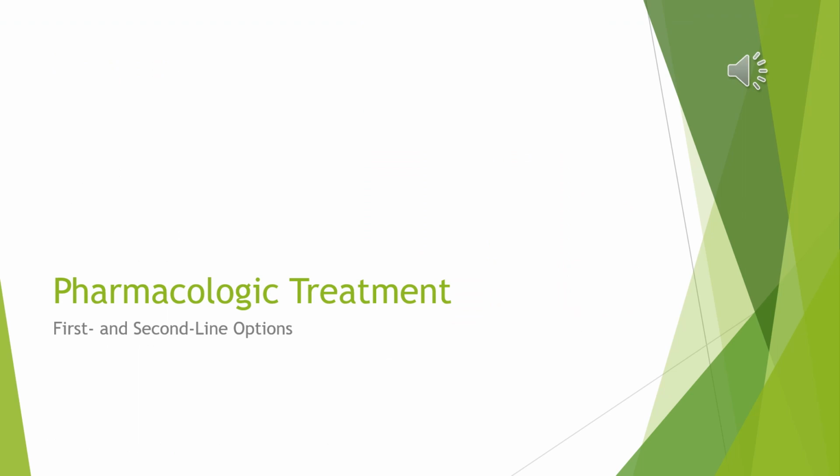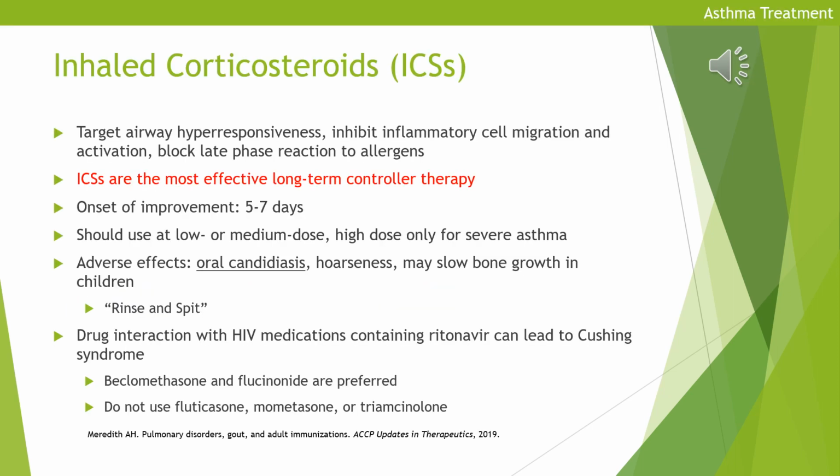Now let's move into treatment. The next few slides will go over the main pharmacological classes used for the treatment of asthma. The actual algorithm for treating asthma is covered in a separate PowerPoint. The first class we'll talk about is the inhaled corticosteroid, or ICS. These agents target airway hyperresponsiveness, inhibit the inflammatory cell migration and activation, and block the late phase reaction to allergens. The inhaled corticosteroid class is the most effective long-term controller therapy for asthma patients.